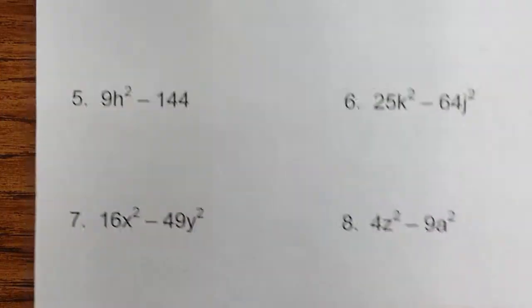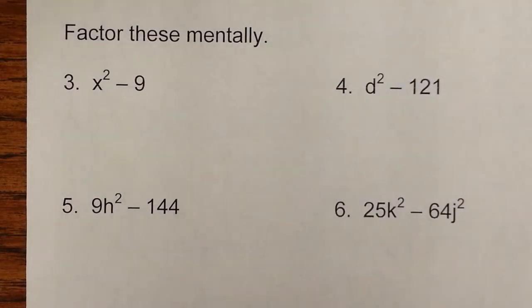So let's continue on. Now it asks us to factor these mentally. So for difference of squares, we no longer need to use the box and blocks method or the sums and products method, as long as it's the difference of two squares.